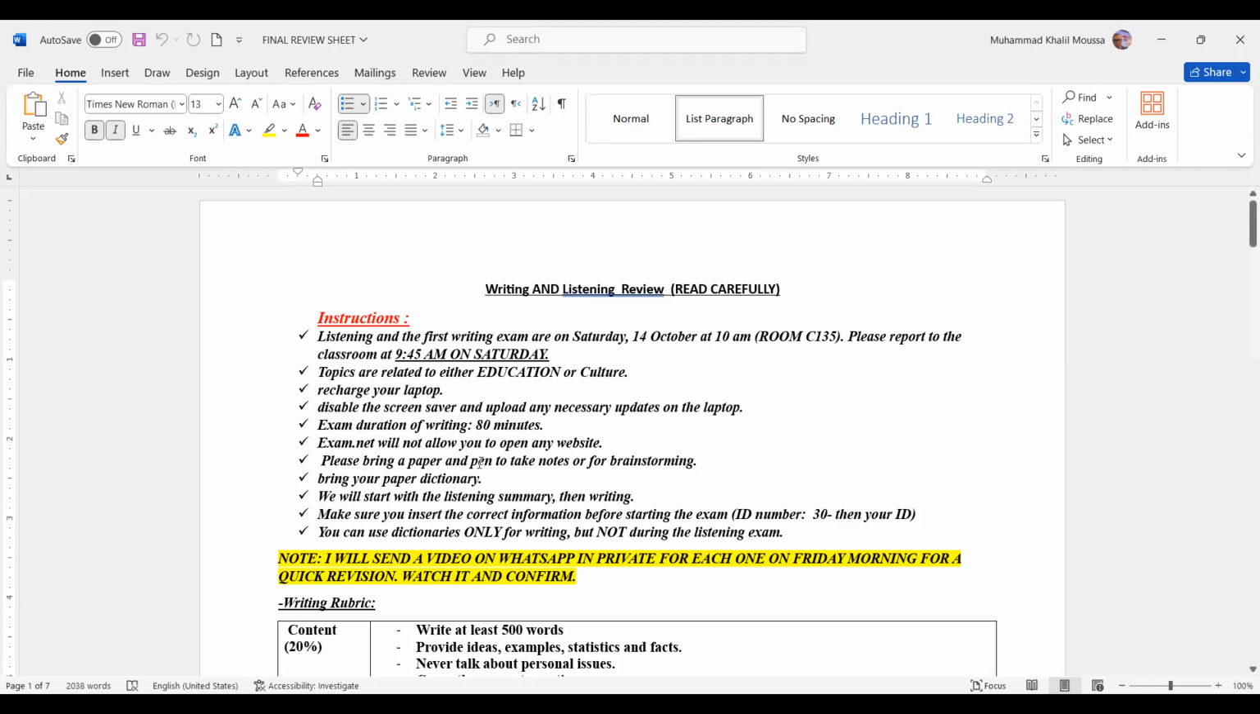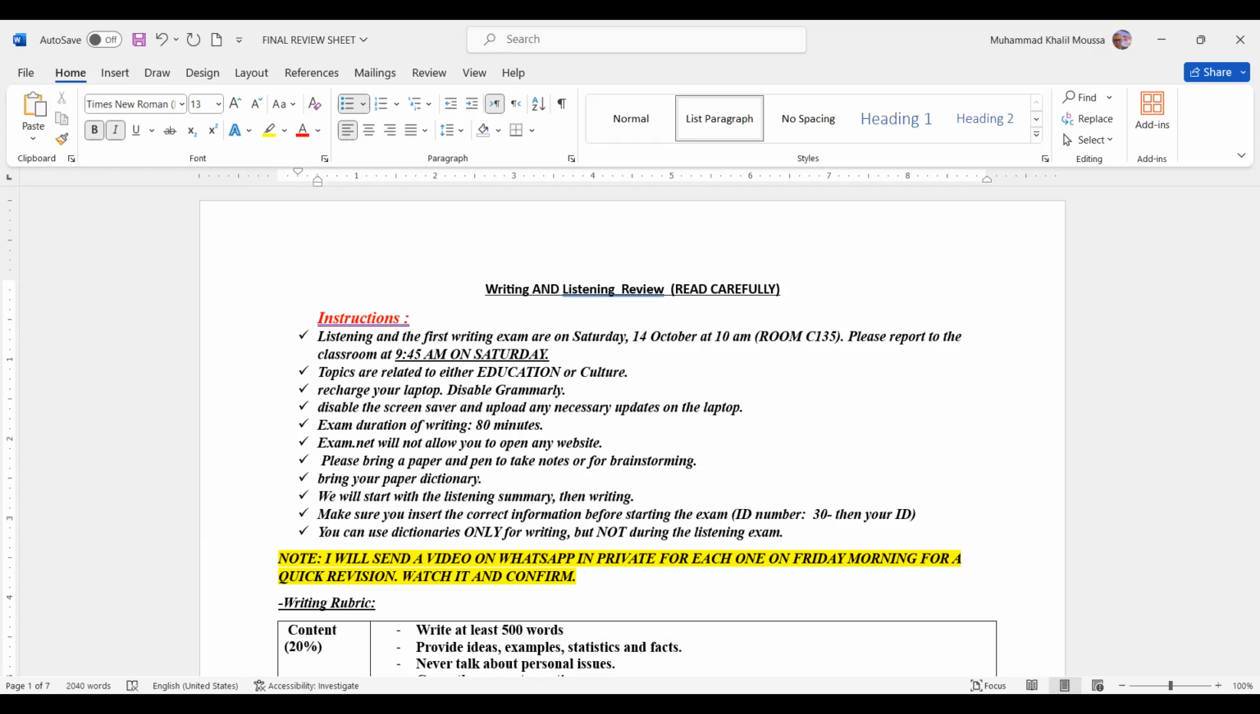Please, you must bring your laptop. Please recharge your laptop. And don't forget to disable Grammarly and disable the screensaver. Okay? Don't forget that we're starting with the listening summary, then the writing. We're going to start at 10 a.m. sharp, so you have to report to the classroom at quarter to 10 on Saturday, tomorrow.